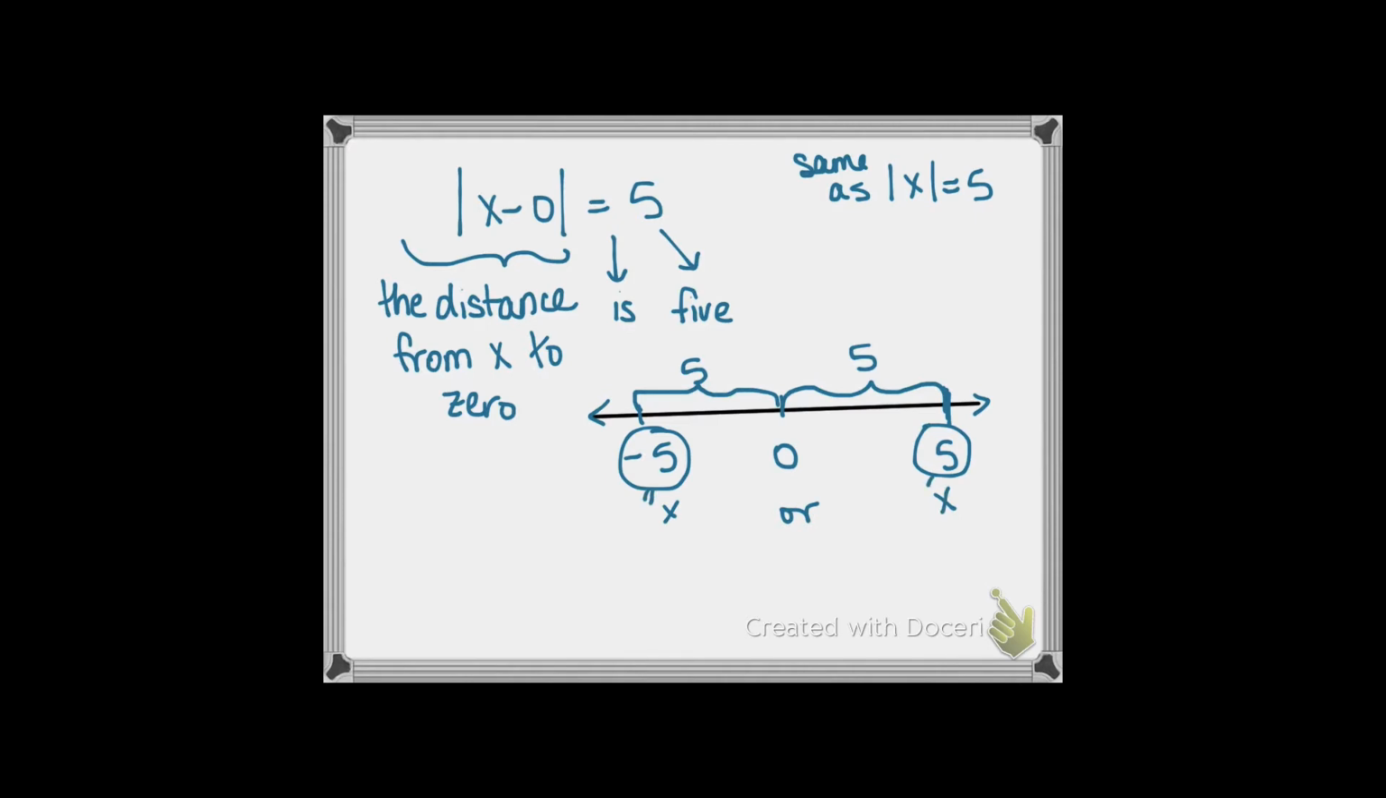So if I can write that algebraically, if I have the absolute value of x equals 5, x is 5 or negative 5, same thing. And I can sort of split that up and show that algebraically down here.